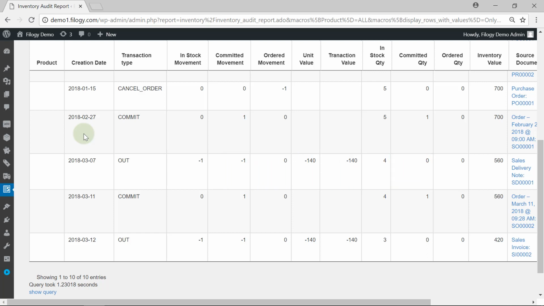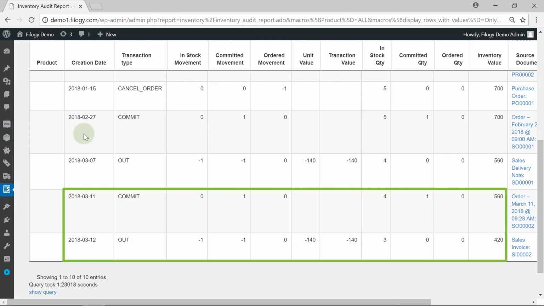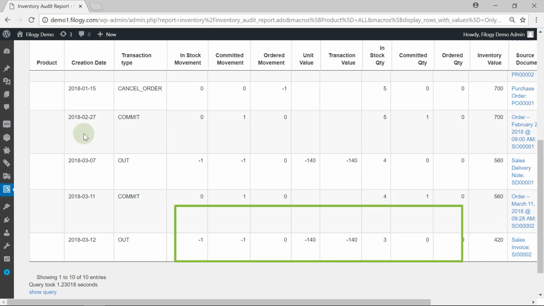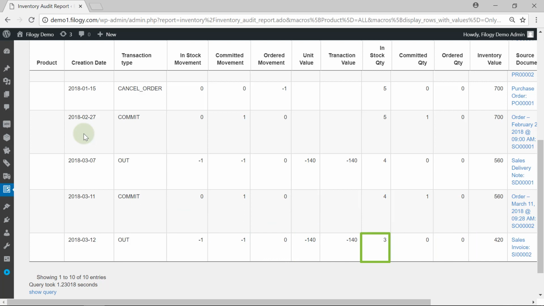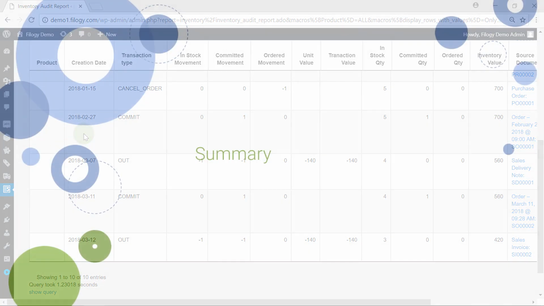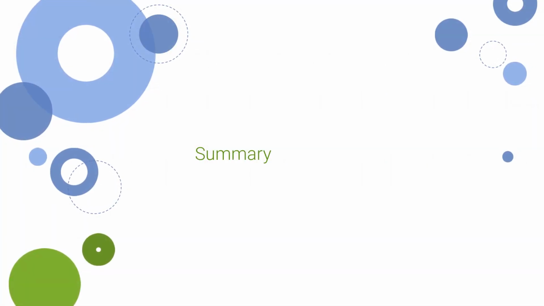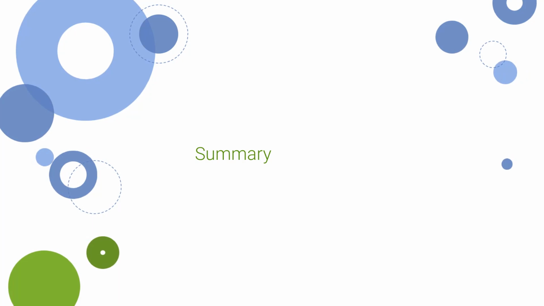There was another sale transaction with commit and delivery, with the same data as in the previous lines. Finally, the in-stock quantity has changed to 3, the inventory value has changed to $420. In this part, you've seen the results of the sales you made in the previous episodes.